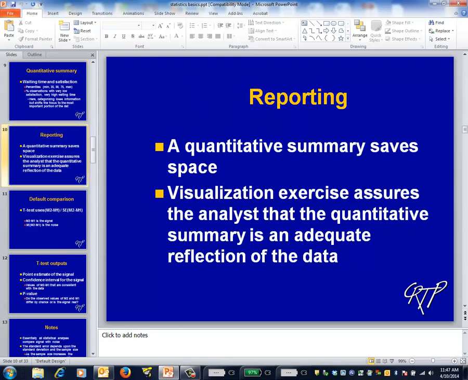In practice, you usually report data quantitatively in order to save space, saving the pictures for the most important variables in your analysis. What the visualization exercise does is to assure you that the quantitative summary that you choose tells the data story fairly.